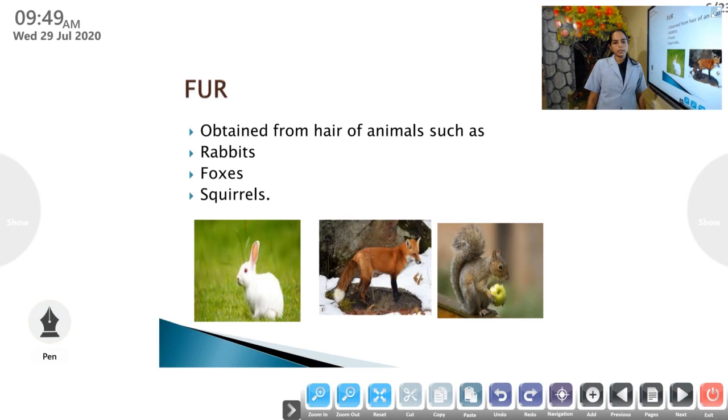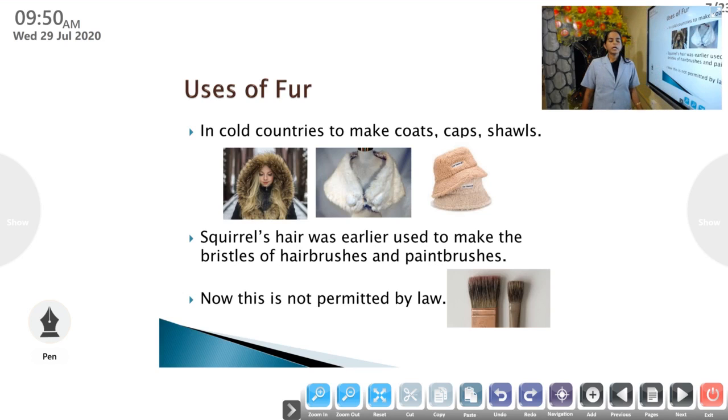Then the next product is fur. Fur is obtained from the hair of animals such as rabbits, foxes and squirrels. What are the uses of fur? Yes, this fur is used in cold countries to make coats, caps and shawls.